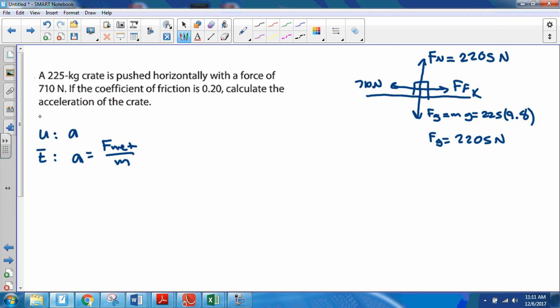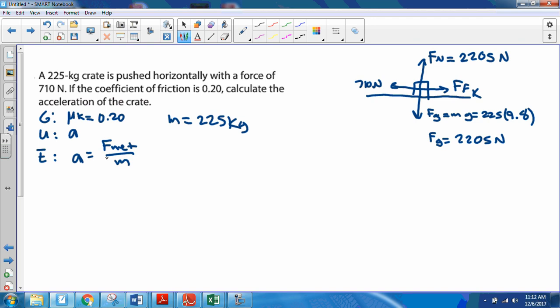Let me go ahead and write a couple of givens I forgot to write down. I know that we have them, but I just forgot to write them down. So the mu k is going to be 0.20. And the mass is 225. And that equal sign looked a lot like a 2, so I'm going to rewrite it. Mass equals 225 kgs.